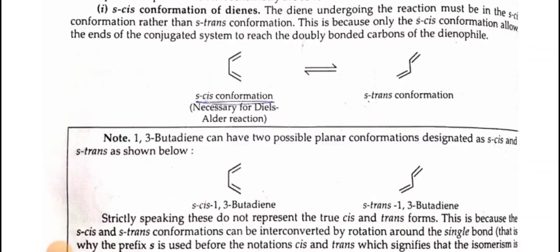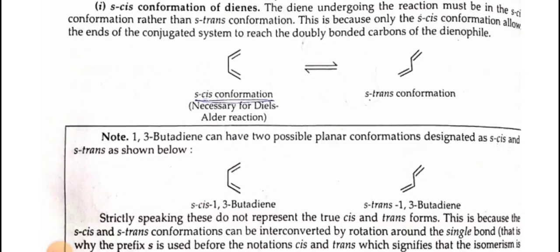Note, 1,3-butadiene can have two possible planar conformations designated as s-cis and s-trans, as shown below. Strictly speaking, these do not represent true cis and trans forms. This is because the s-cis and s-trans conformations can be interconverted by rotation around the single bond. That is why the prefix s is used before the notations cis and trans, which signifies the isomerism with respect to the single bond.